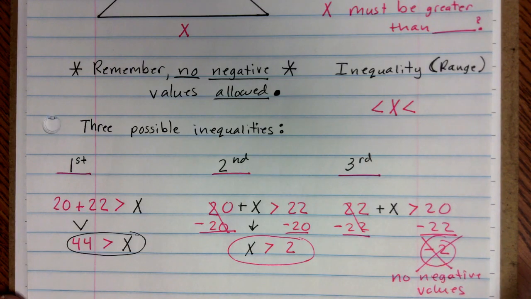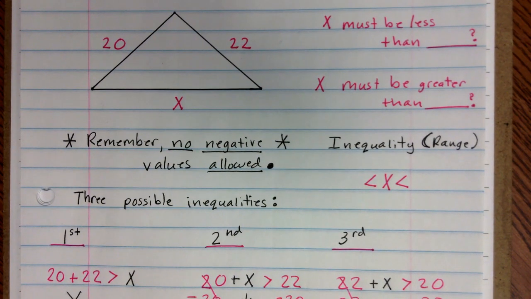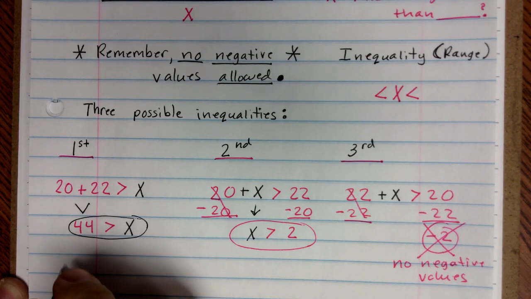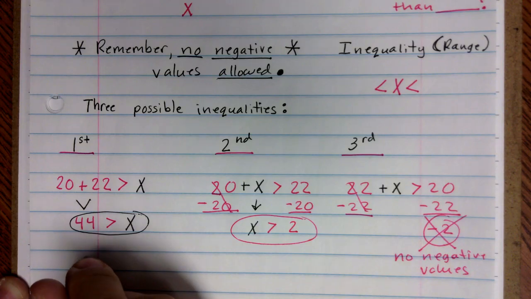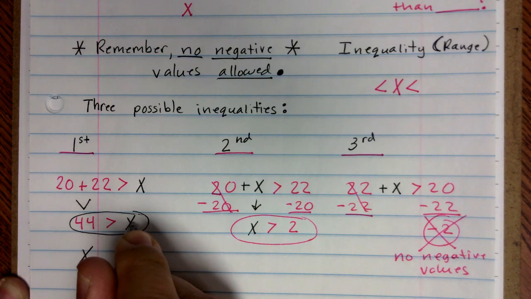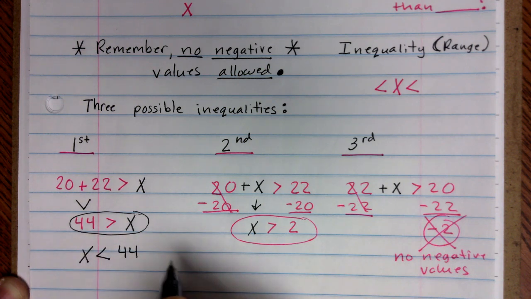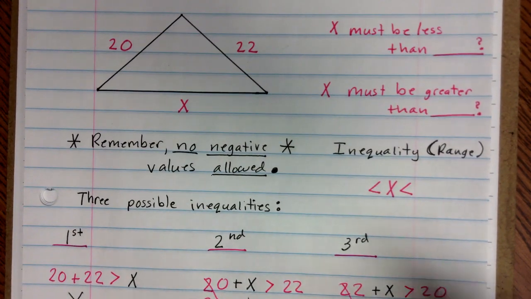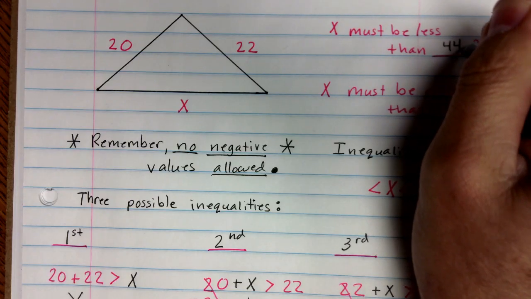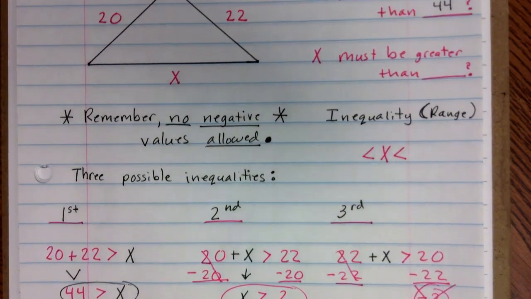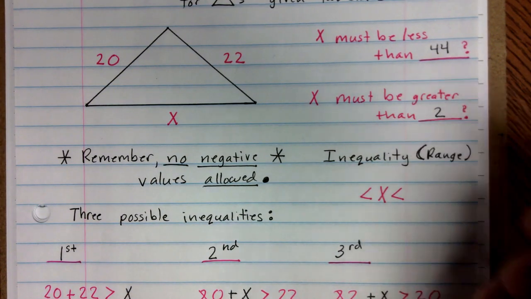So now we're going to write a range from this. So I'm going to go up here. Looking up on top, notice it says x must be less than. Okay, so I'm going to move this back up. And notice if I were to flip this around right here, and I'm just going to flip it around to put the x on the left, x, the little pointy end goes towards the x, must be less than 44. So that's the one we're going to use there. So I'm going to go back up. X must be less than 44 units. And then if I look back down here, x must be greater than 2. So x must be greater than 2.